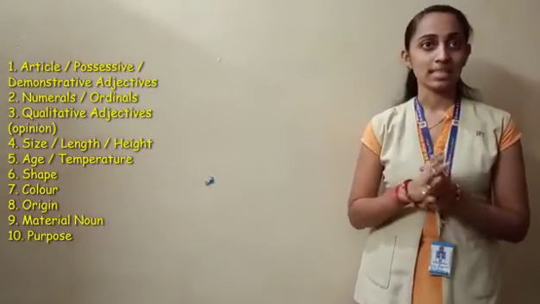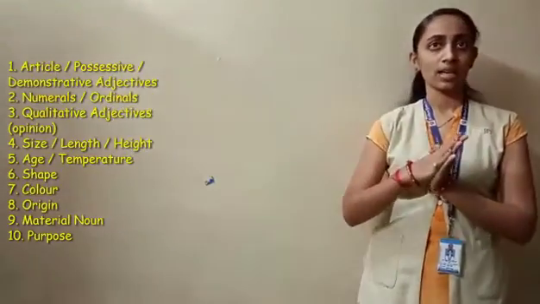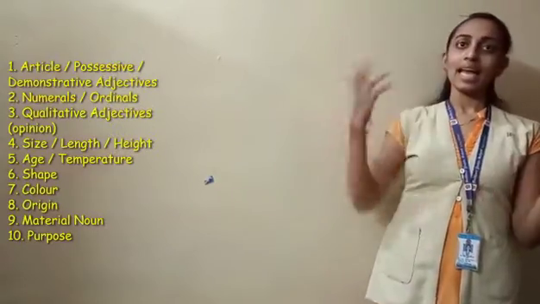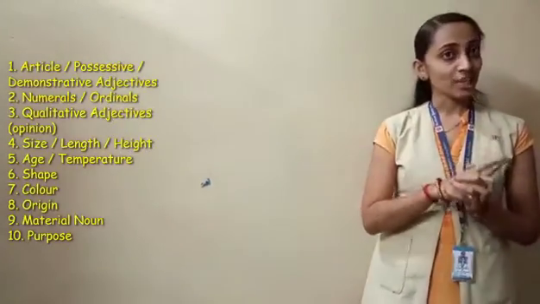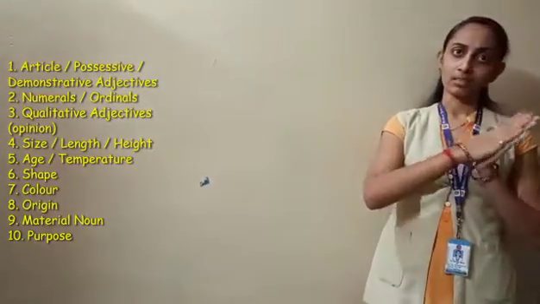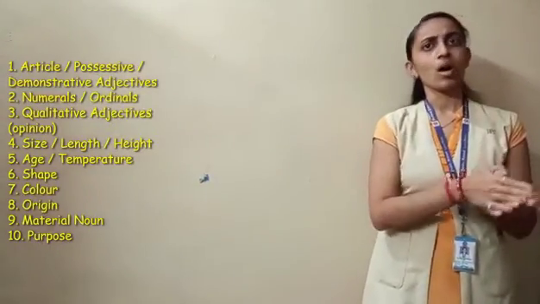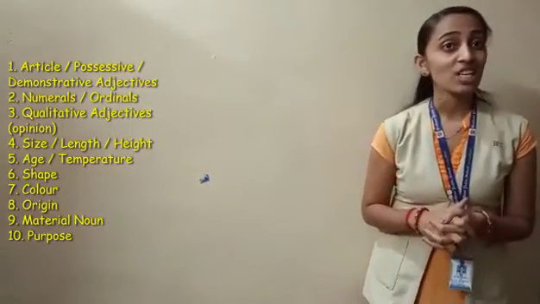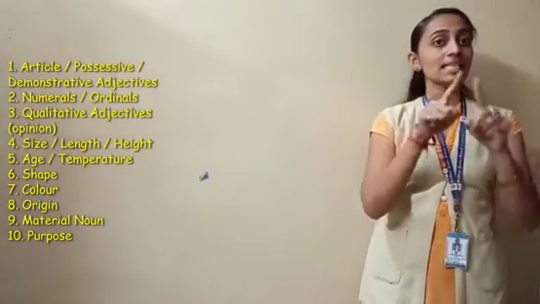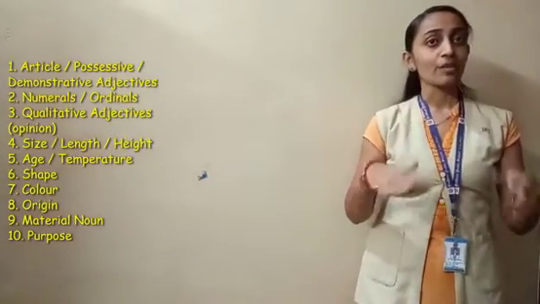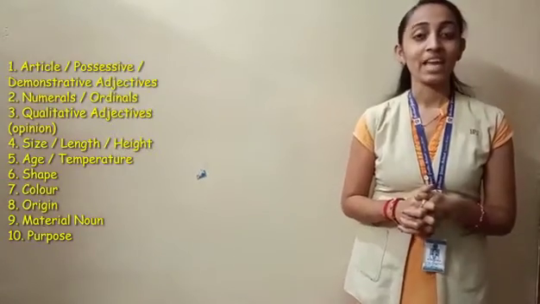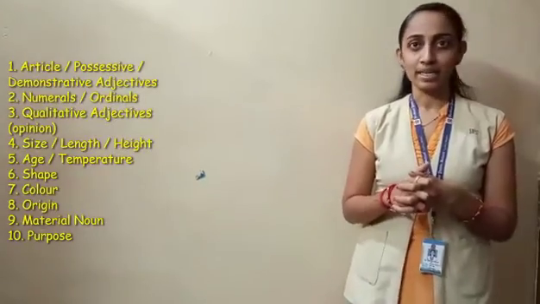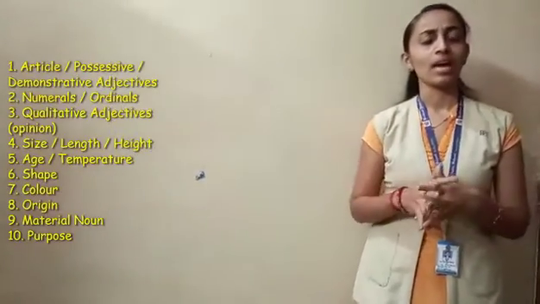And then comes size, length or height, like for example big, small, tall, etc. Then comes age or temperature, like new, young, old, or temperature like hot, cold, warm, etc. And then comes shape: round, square, flat, rectangular, etc. And in the sequence next comes color, for example red, yellow, etc.